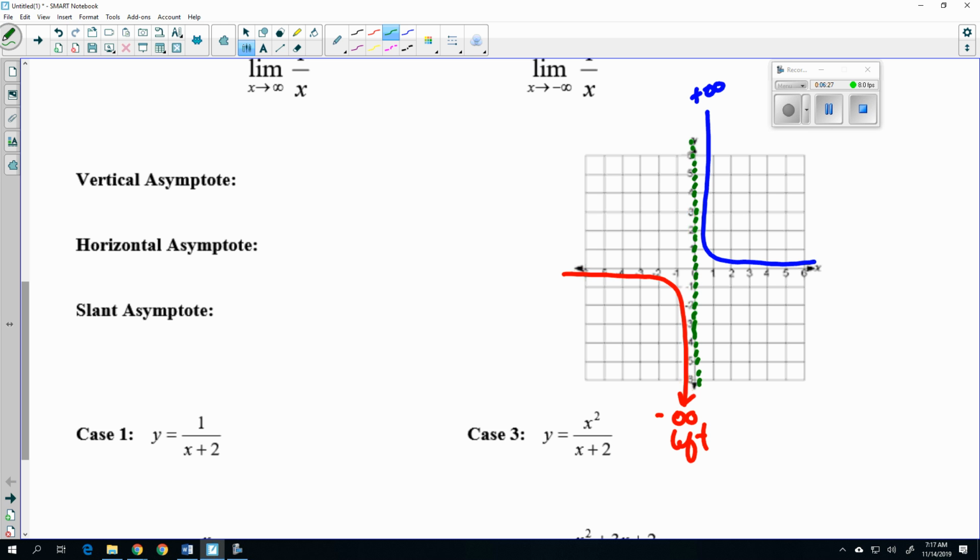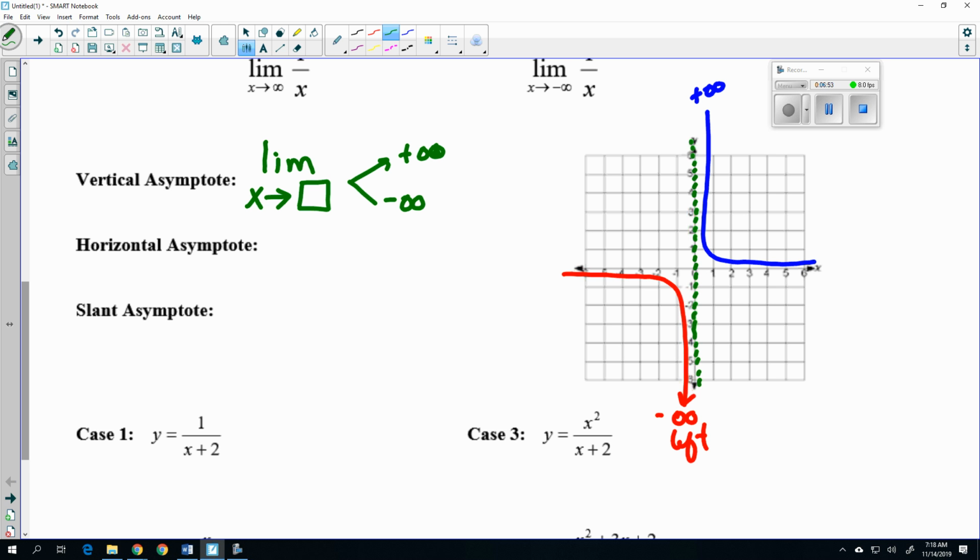Okay, so my vertical asymptote is this value that I approach. So my vertical asymptote, and I'm going to write it in calculus notation, then we'll write it in pre-calc, is the value that x approaches. So it's this value right here that heads toward either positive infinity or negative infinity.